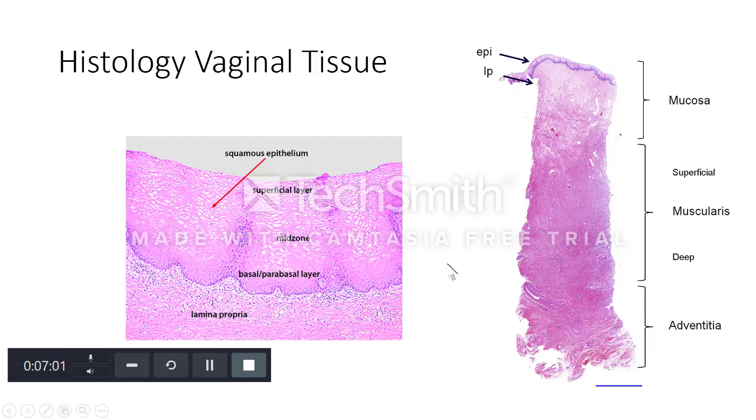You can see it with the low and medium lenses and observe the mucosa, muscularis, and adventitia. Okay. The mucosa consists of stratified squamous non-keratinized epithelium and is supported by lamina propria.